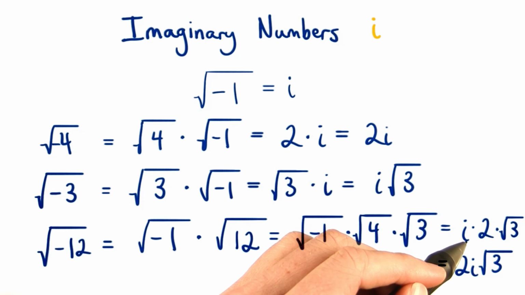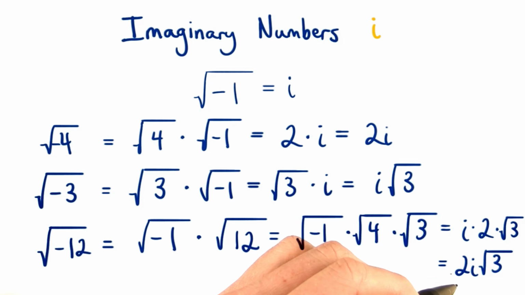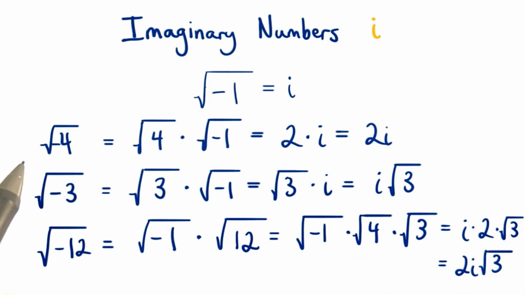In a lot of ways, we treat i just like a variable. We list it after the product of any numerical factors, but before the radical sign. Now that we've seen a couple of cases of simplifying negative radicals with i, let's see if you have the hang of it.